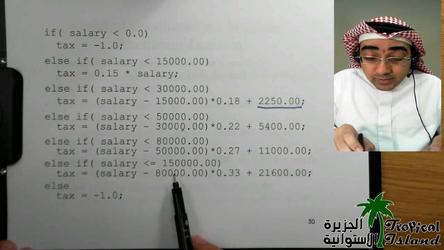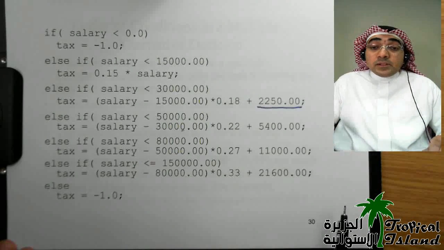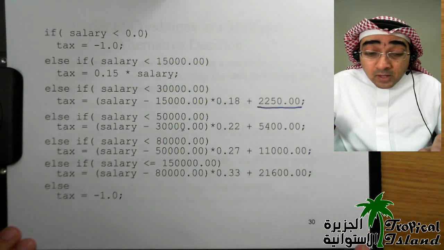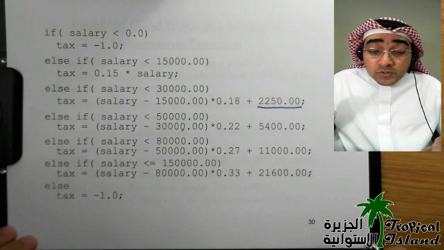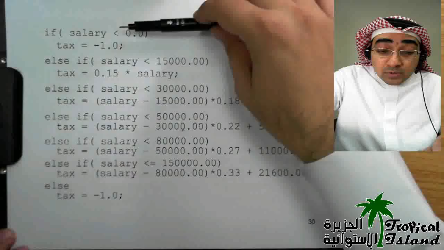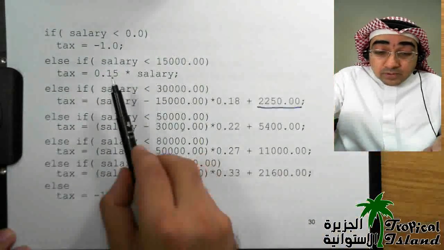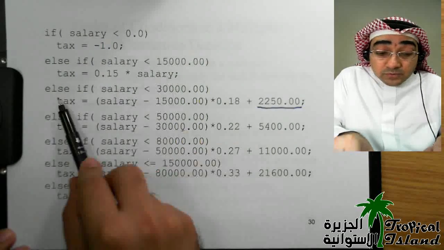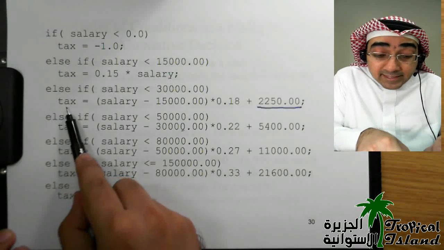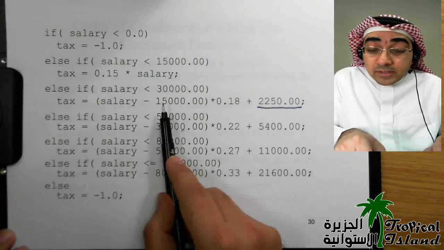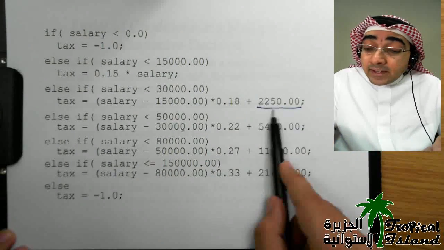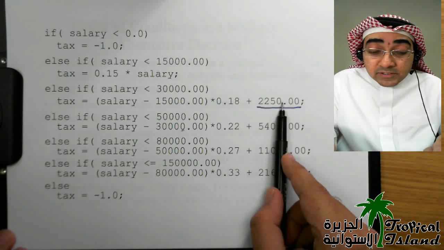If your salary was more than 150,000, your tax is minus 1. This is telling you that I cannot calculate your taxes. Please go to the department that calculates taxes, and they will calculate it for you. Now, very important to notice: suppose your salary was 20,000. You check the condition. If your salary is less than 15,000, this is not true. So you come over here: salary is less than 30,000, my salary is 20,000, yes, this condition becomes true. Then I calculate the tax: the salary minus 15,000, so 20,000 minus 15,000, that's 5,000. I take 18% of that and add it to 2,250, and that is the tax that I have to pay.